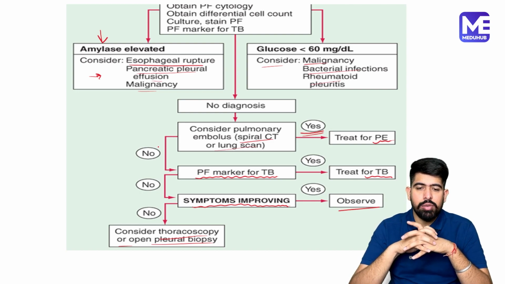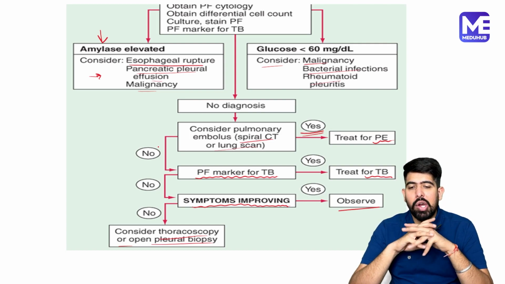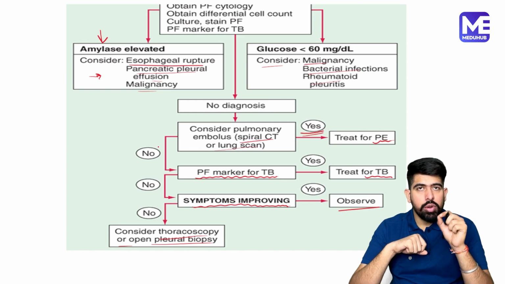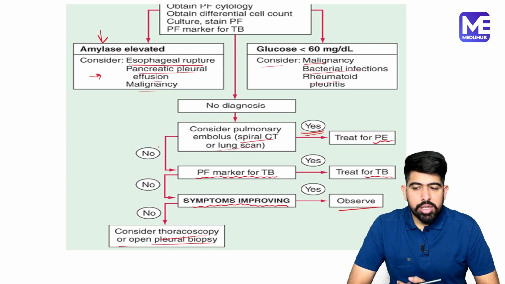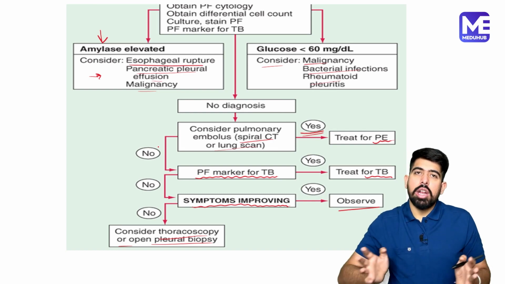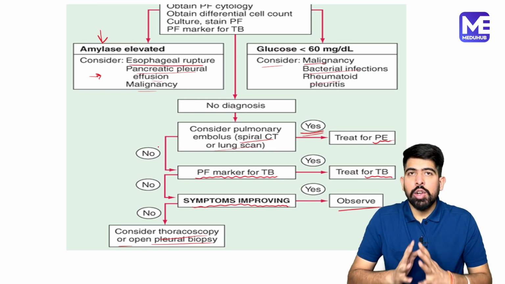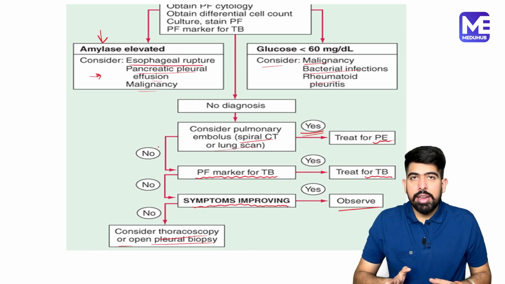If not, then we have to improve the symptoms, observe this patient, and take a sample of the thorax. By thoracoscopy we have to get the pleural biopsy, right? After getting this pleural biopsy, we have to evaluate further for malignancy. And this is all about our pleural effusion. I hope you understand very well about the treatment.